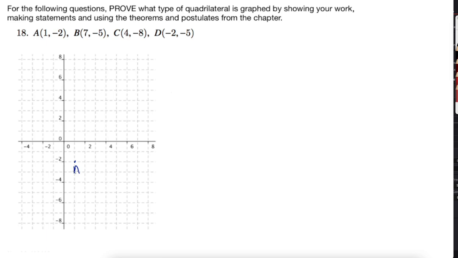So A is at (1, -2). B is at (7, -5). C is at (4, -8). D is at (-2, -5).